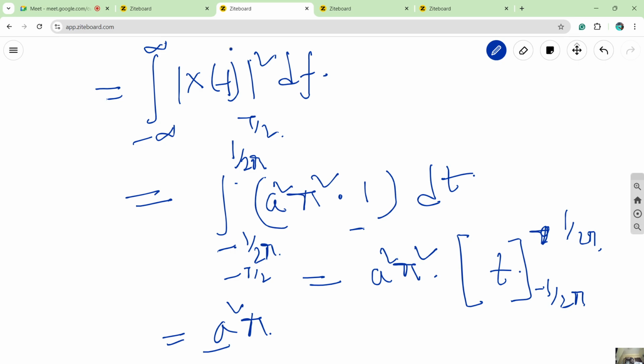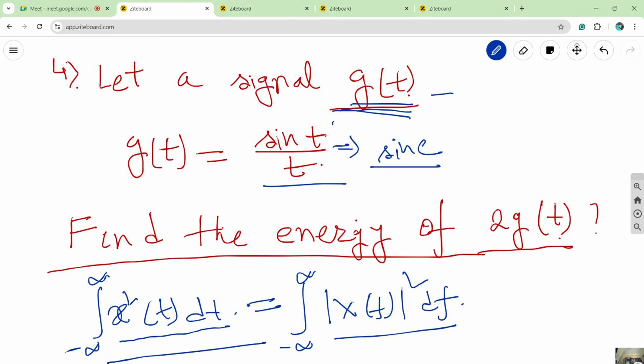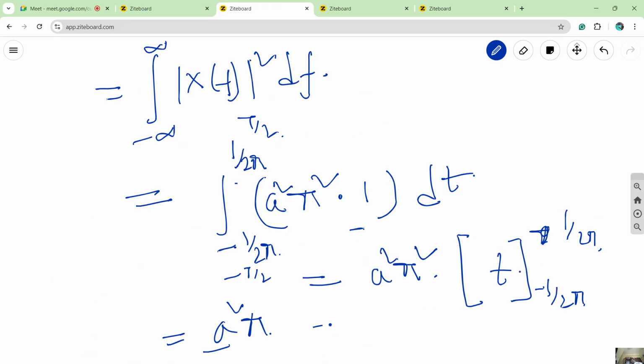Now what is the value of a here? We just generalized, a is equal to 2. So it is 2 square pi, that is 4 pi.